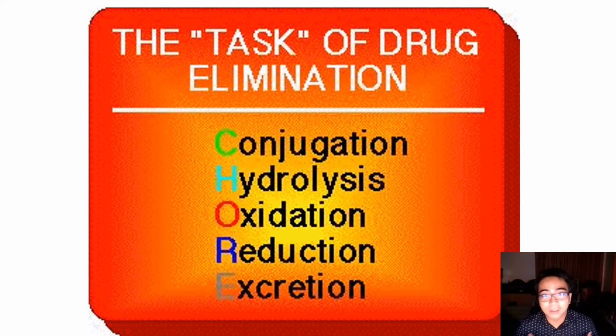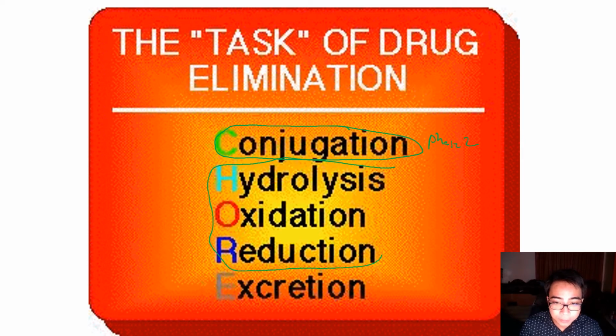Now, class, the task of drug elimination can be summarized using the mnemonic CHORE. Okay, this one is actually more specific for metabolism. So CHORE here, class, is an acronym for conjugation, hydrolysis, oxidation, reduction, and excretion. So the conjugation reaction here, class, pertains to the phase 2 metabolic pathway. While hydrolysis, oxidation, and reduction, all three processes belong to the phase 1 metabolic pathway. Okay, then of course excretion involves the kidneys.